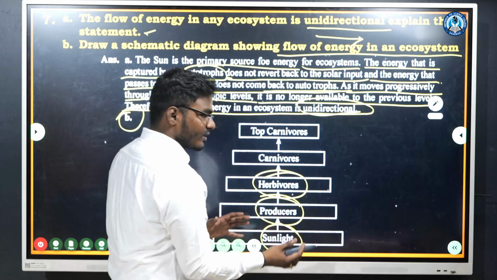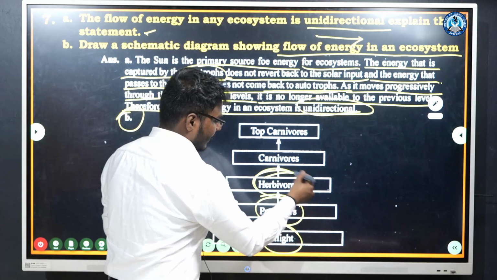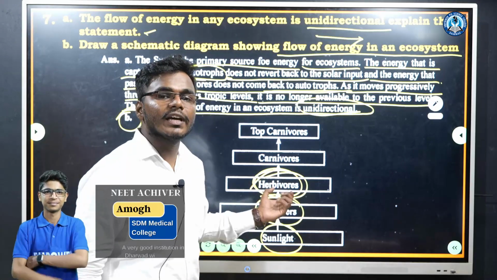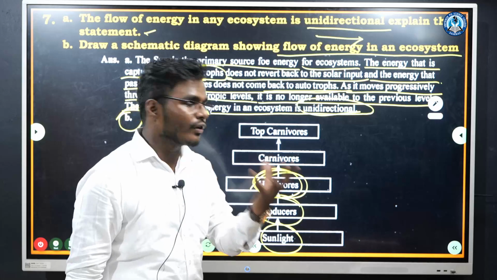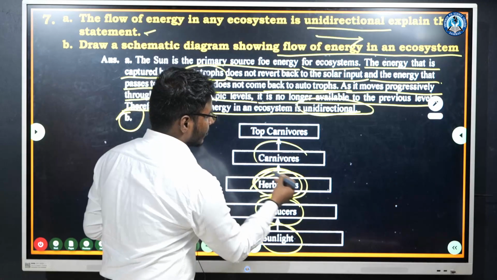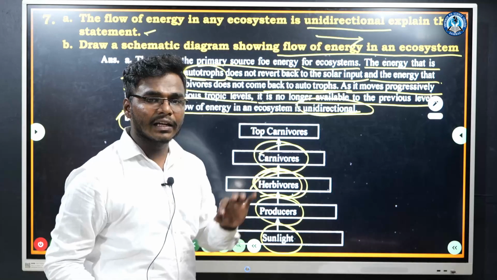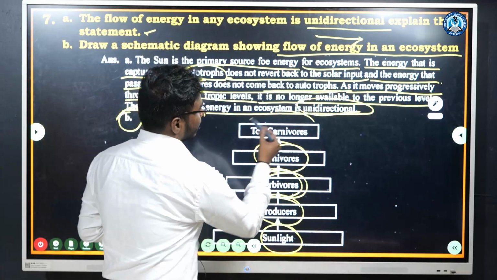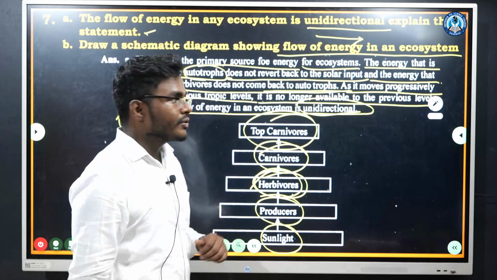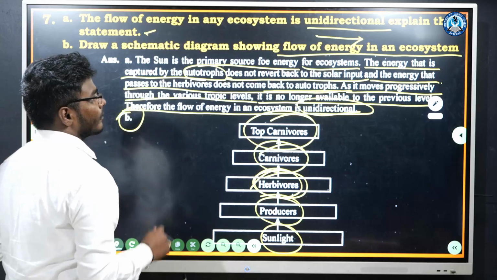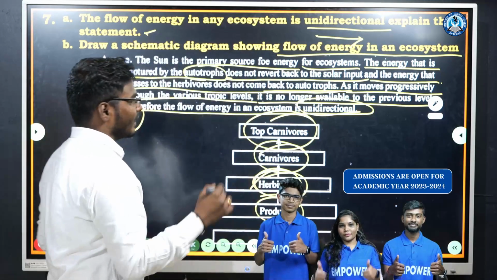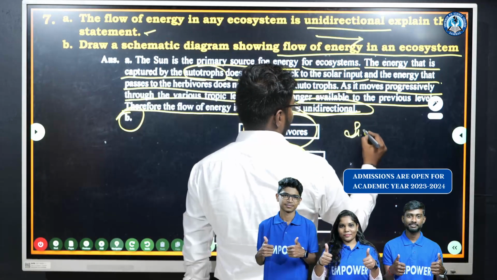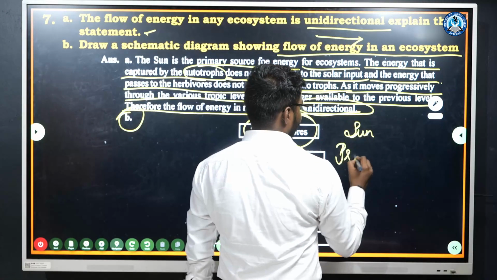So we call them producers. These producers in turn are taken up by the herbivores, those animals that depend on herbs, shrubs and grass for their food. Next, carnivores, and these carnivores are again eaten by the top carnivores. So this is the schematic diagram showing the flow of energy in an ecosystem.